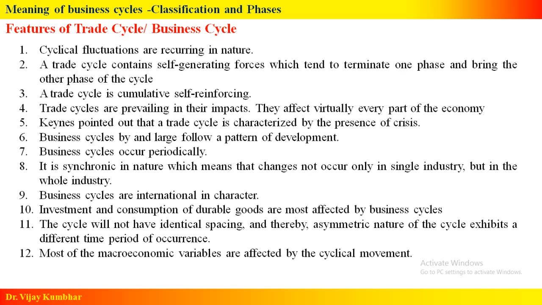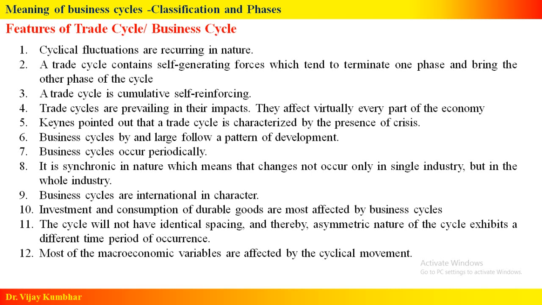A trade cycle contains self-generating forces which tend to terminate one phase and bring the other phase of the cycle. It means it is a self-generating process. The end of one phase is the beginning of the next phase. It is a recurring or continuous process. A trade cycle is cumulative and self-reinforcing. Trade cycles are pervasive in their impact. They affect virtually every part of the economy.